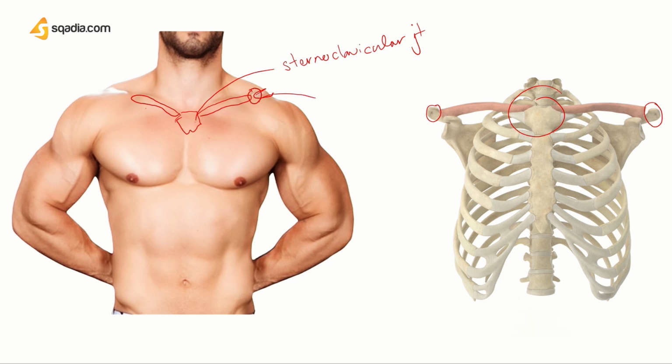This forms the acromioclavicular joint. And as you can see, the lateral ends help define the tips of the shoulder along with the trapezius muscle and the deltoid muscle. So here we have our trapezius muscles, and here we have the deltoid muscles.